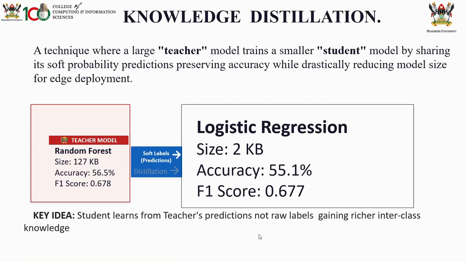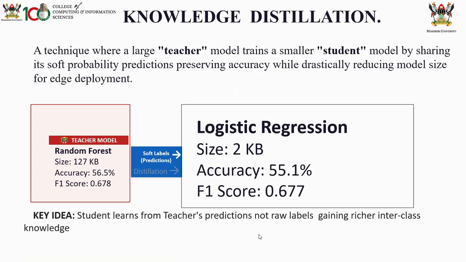Now let's look at knowledge distillation. This is a technique where a large teacher model trains a smaller model, in quote, by sharing its soft probability predictions, preserving accuracy while drastically reducing model size for edge deployment.